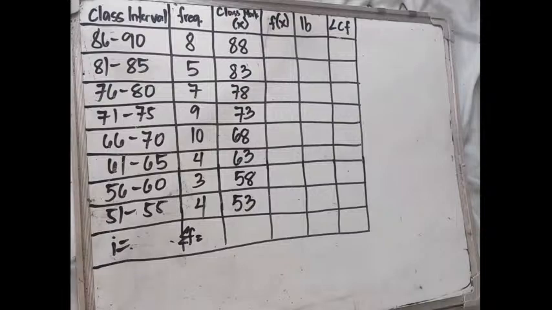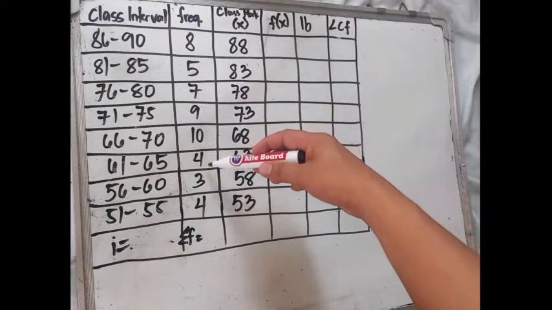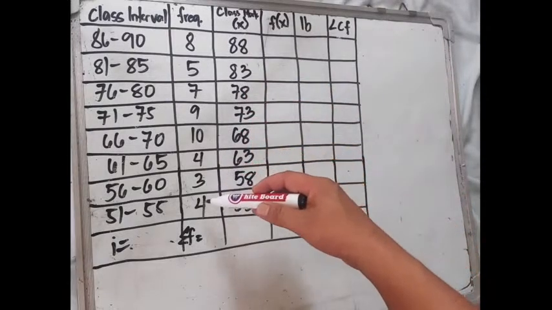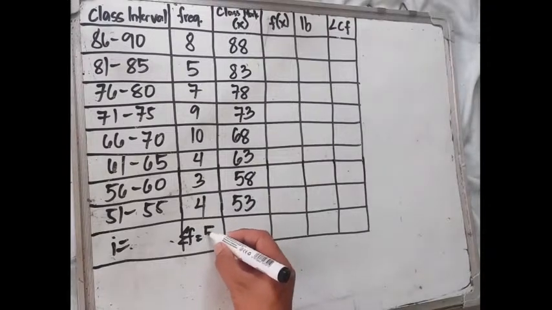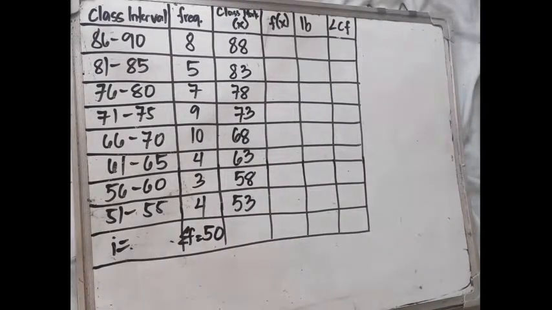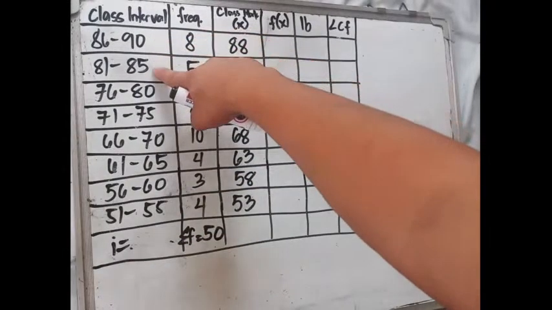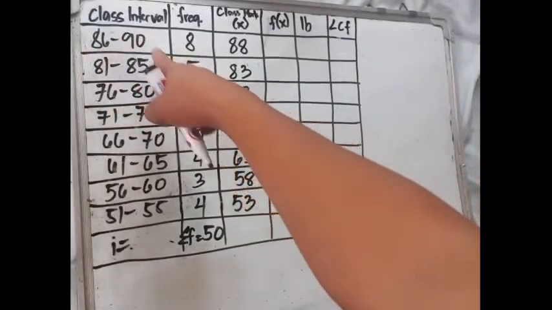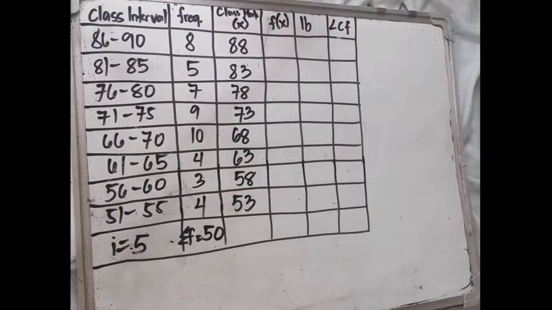Then we will find the total frequency. 8 plus 5 plus 7 plus 9 plus 10 plus 4 plus 3 plus 4. If you have a calculator, just add, and the total is 50. That is the total frequency. How about the class interval, or that is the value of i? So class interval, tingnan natin, 90 minus 85, that is 5. Then 86 to 90, that is 5. So the interval, or the class interval, is 5.